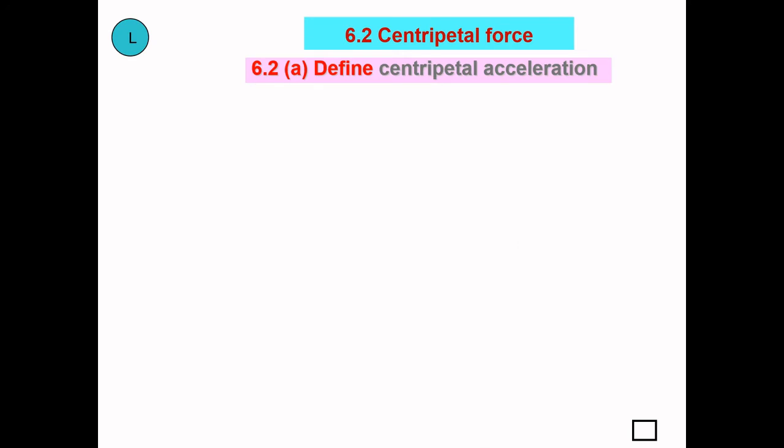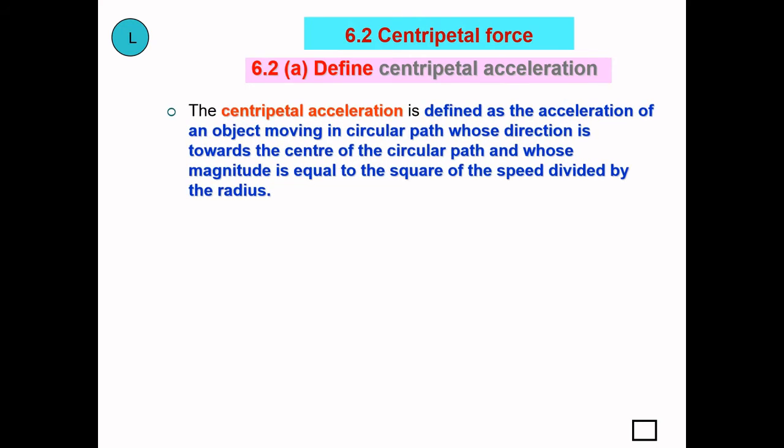Okay guys, we move to the next subtopic. So the next subtopic is centripetal force. First of all, we have to define centripetal acceleration. So what is the definition of centripetal acceleration? Centripetal acceleration can be defined as the acceleration of an object moving in a circular path whose direction is towards the center of the circular path and whose magnitude is equal to the square of the speed divided by the radius.